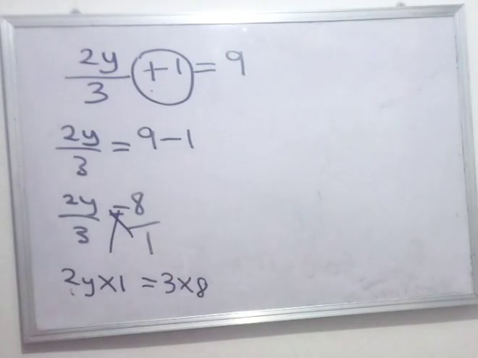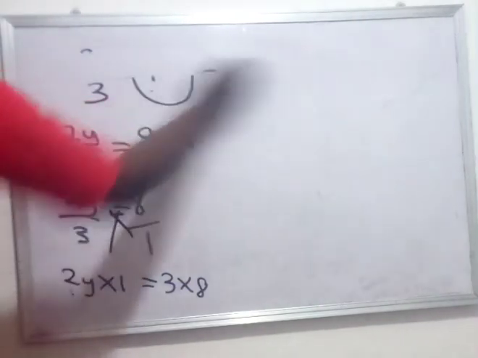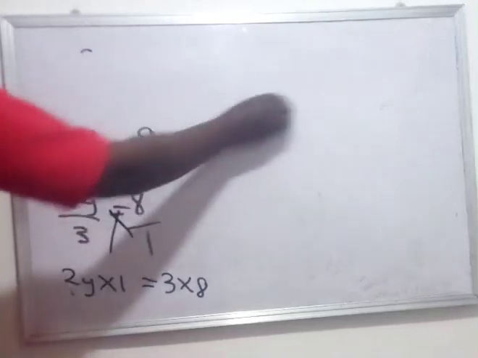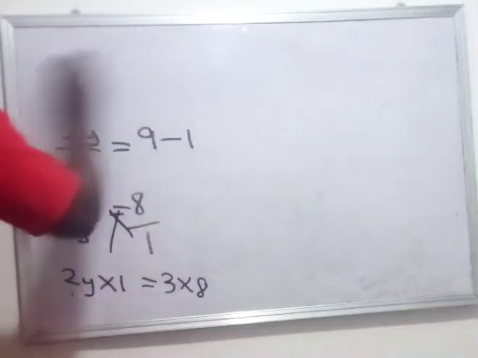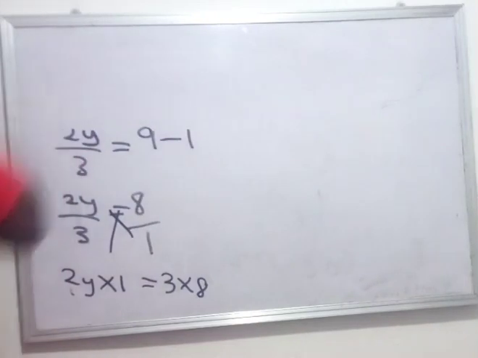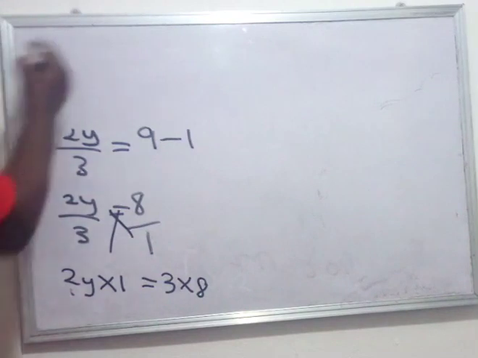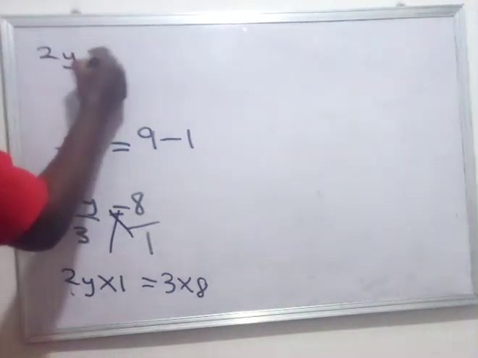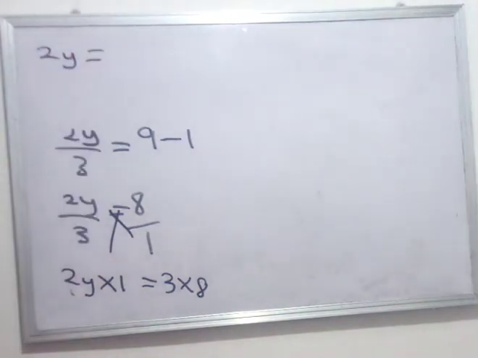The next thing we do is to evaluate. If at this point you haven't gotten it, please do well to rewatch the video so that every stage is clear. So this becomes 2y is equal to 3 multiplied by 8.